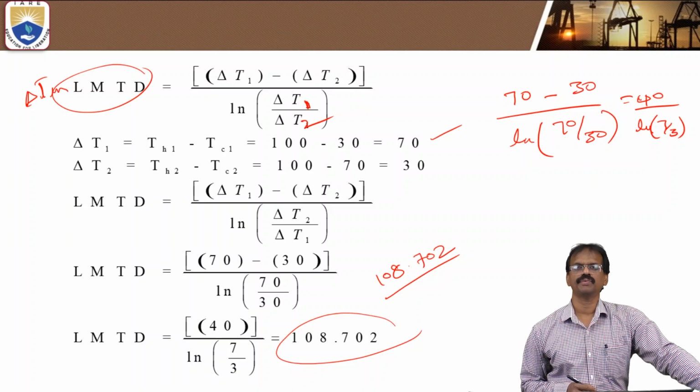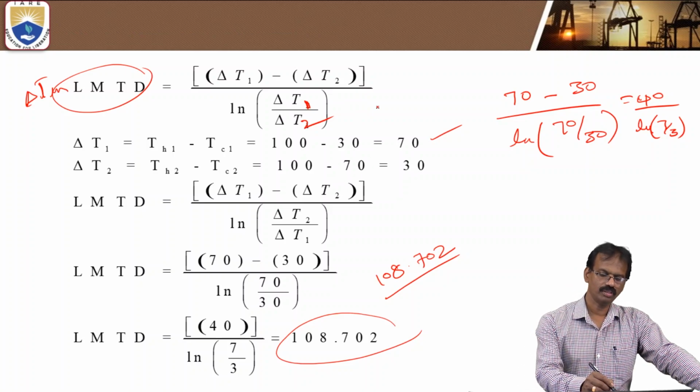In this case, by using this you can find out the rate of heat transfer. For this you should know the overall heat transfer coefficient and the area also, then delta TLM. If you know these, you can find out Q also.